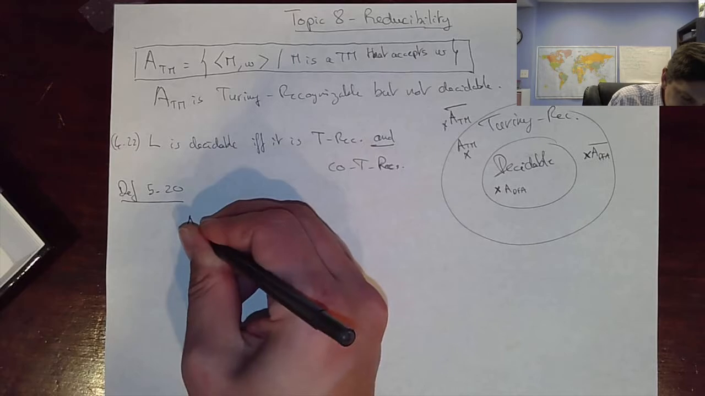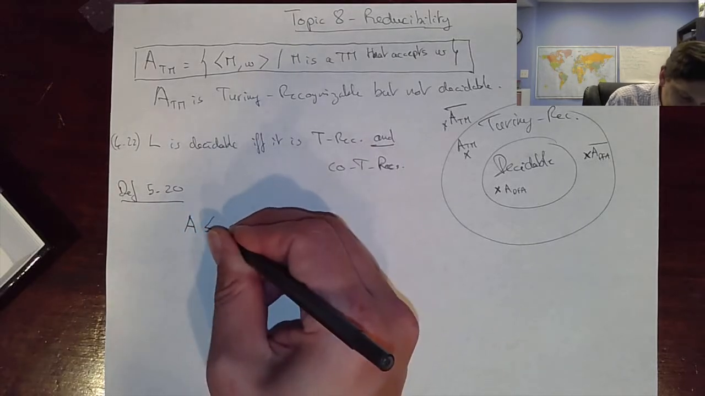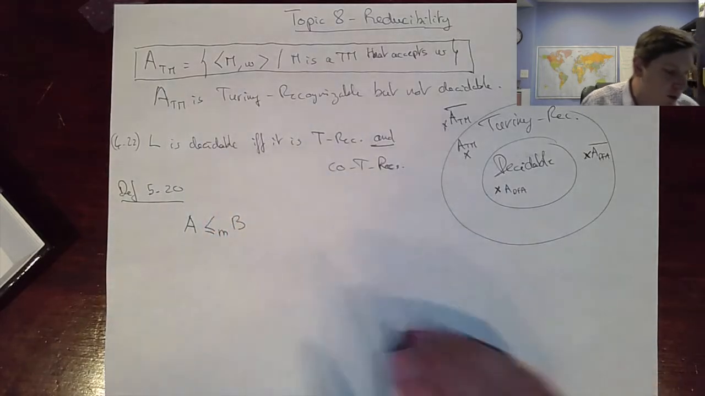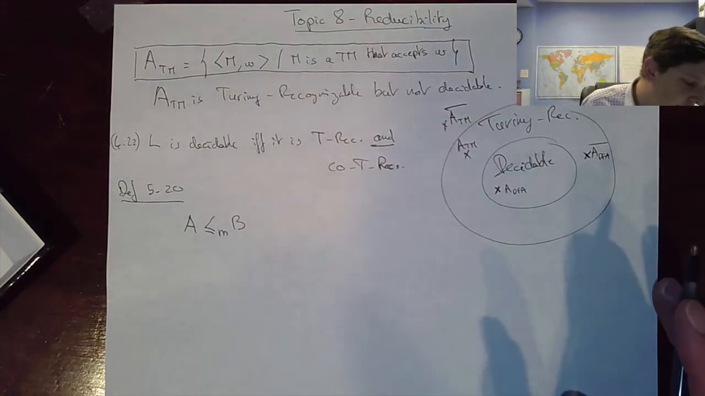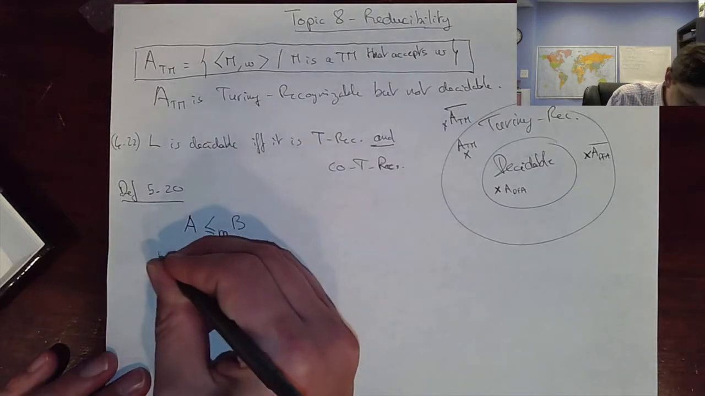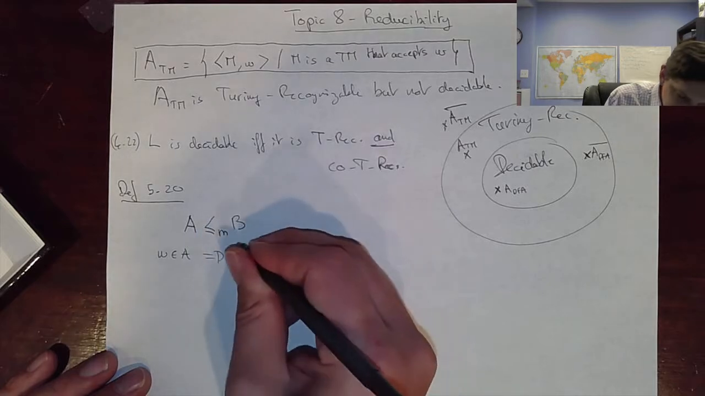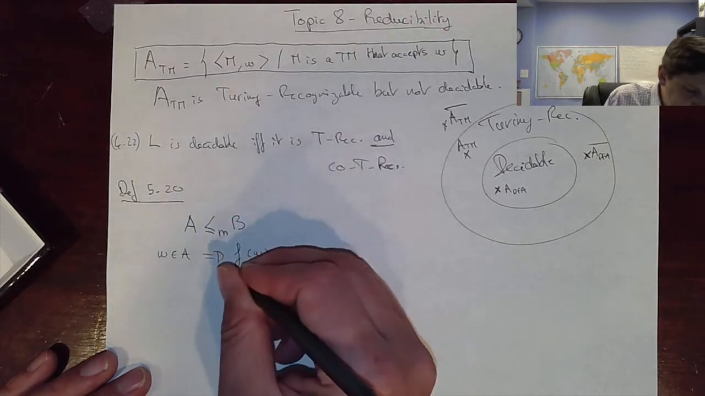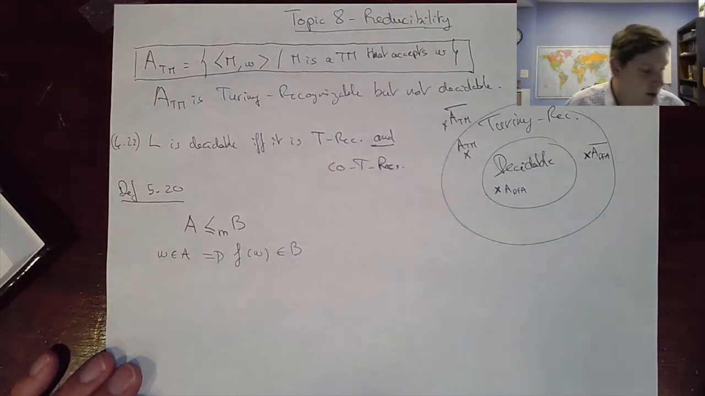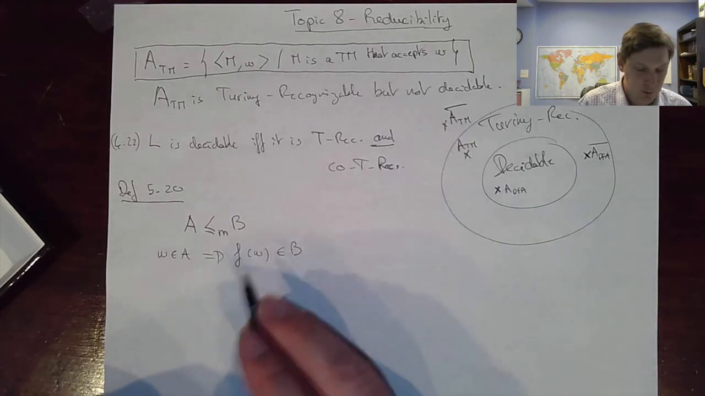So we say that language A is, and we write it like that, mapping reducible to a language B if there is a computable function f where for all w that belongs to A, any string in A, you can compute f of w that belongs in B. And f is really, per se, the reduction from A to B.